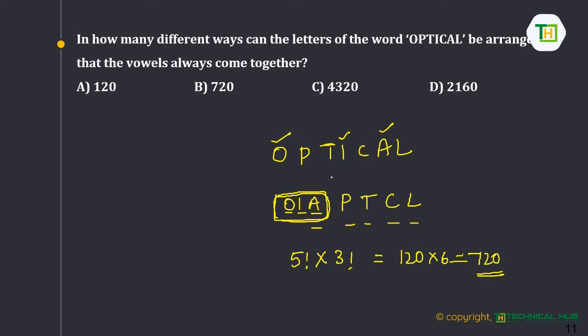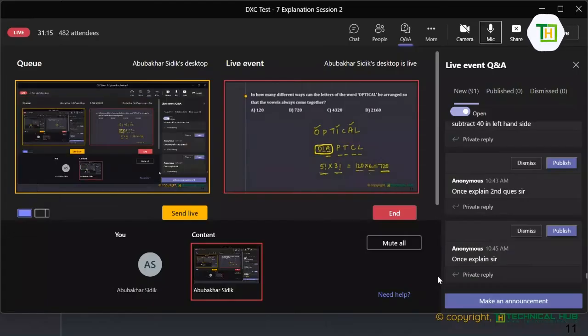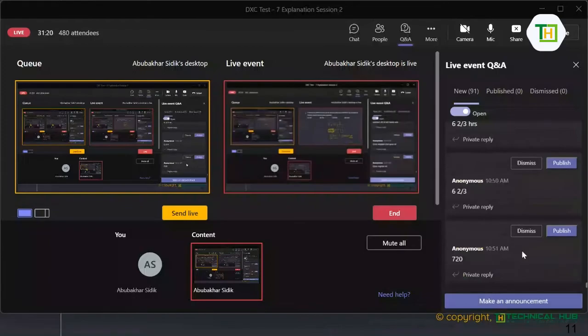Okay, so here I want to keep all the vowels together. So I took all the vowels and I kept them in a box. And now I can arrange the remaining consonants and that vowel box in 5 places in 5 factorial ways. Now, wherever I place this box, always these three vowels are together. But there is no constraint that always O, I, A should be in that order. So I can arrange these three vowels in 3 places in 3 factorial ways. So the total number of arrangements will be 5 factorial into 3 factorial. So 120 into 6 is equal to 720. Yeah, 720 is the correct answer.